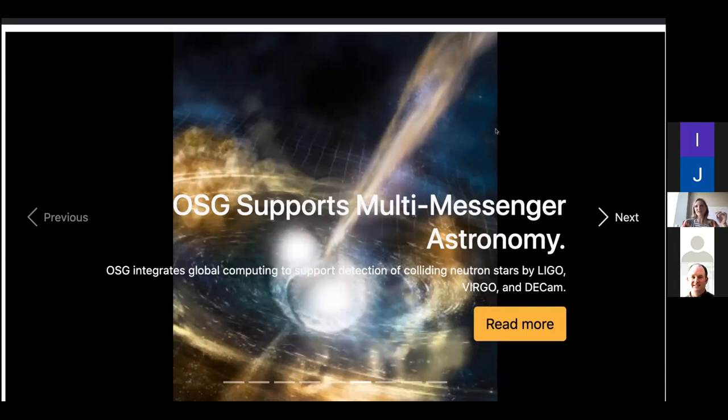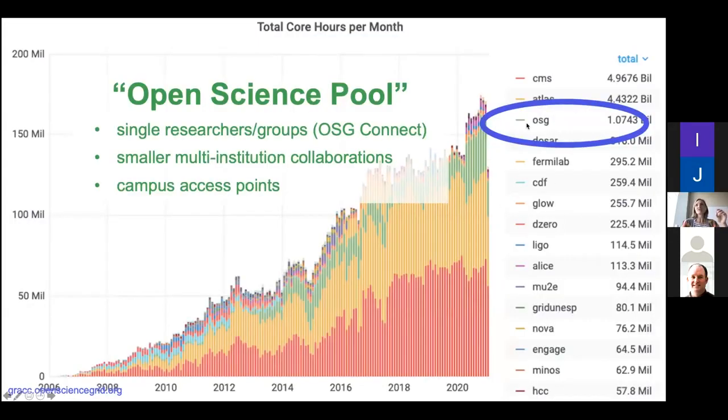But that power is brought to the fingertips of individual researchers across campuses through the Open Science Pool, which is that third highest ranking pool in the computation delivered through the OSG technologies. And it's a pool operated by core OSG for, like I said, single researchers and groups. They can have access through the OSG Connect access points that we operate that come with data staging and documentation and facilitation. Smaller multi-institutional collaborations rely on the Open Science Pool instead of operating their own pool using OSG technologies. And campuses can have their own access points into the Open Science Pool as well, serving what may be a really diverse research community instead of necessarily being part of a multi-institutional collaboration.